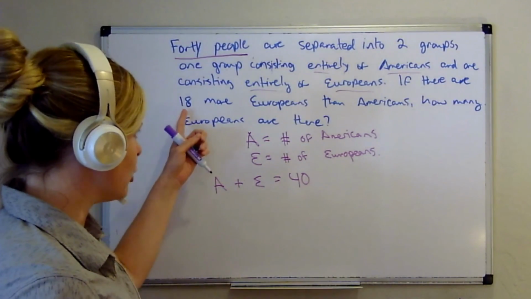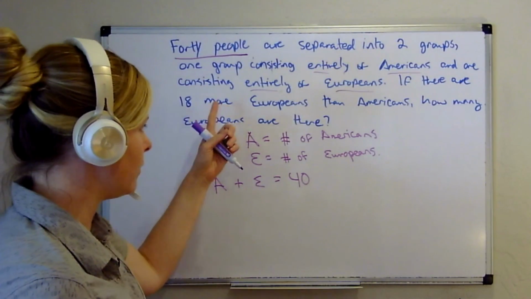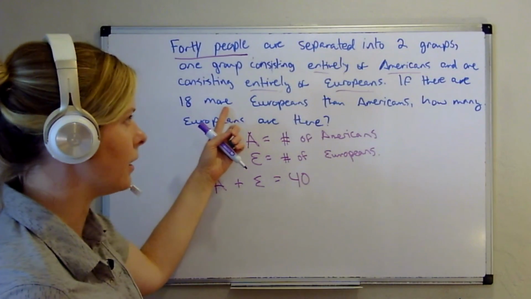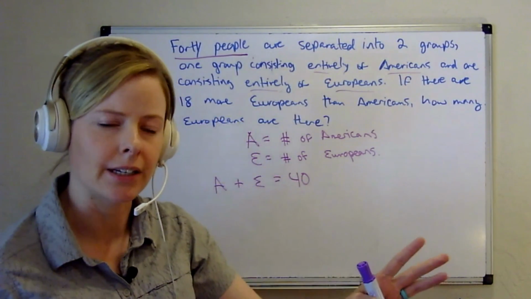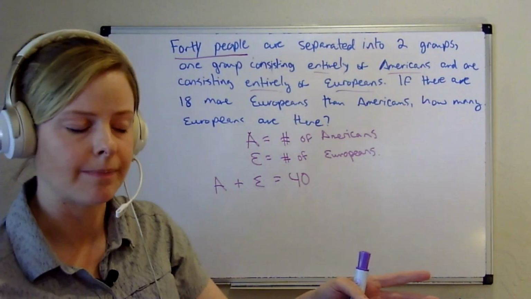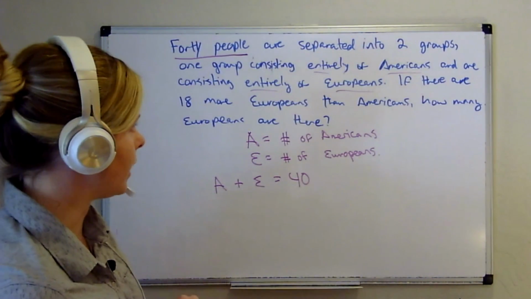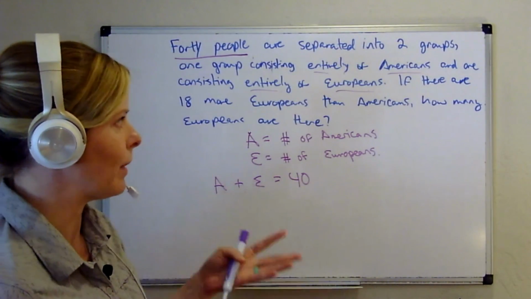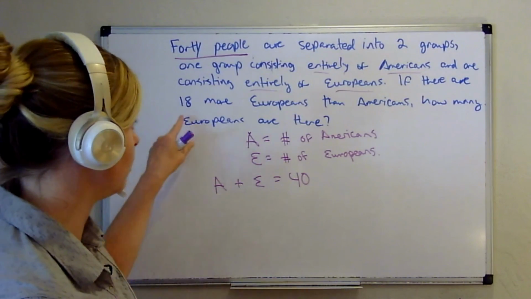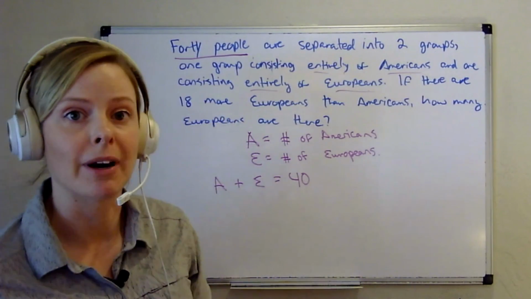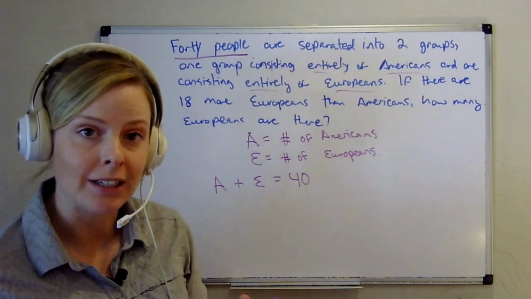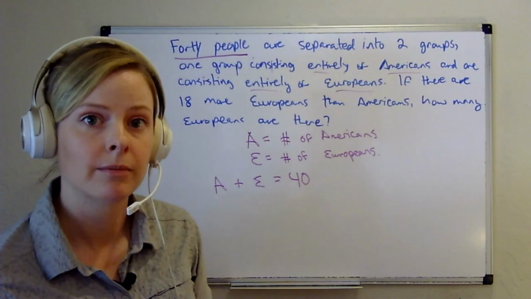This phrasing does trip people up sometimes. It can be confusing to know, where does this 18 go, right? Is it my A plus 18 or is it my E plus 18? So the way I like to think it through is to think about which one of my two numbers is bigger. We know that there are 18 more Europeans than Americans. So we know that our Europeans are bigger than our Americans, right?